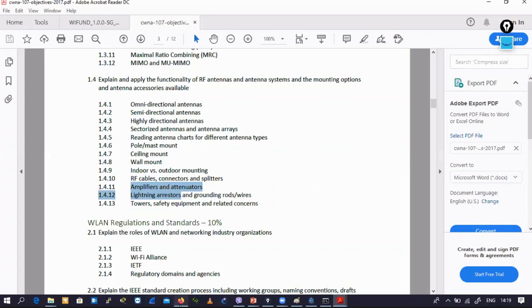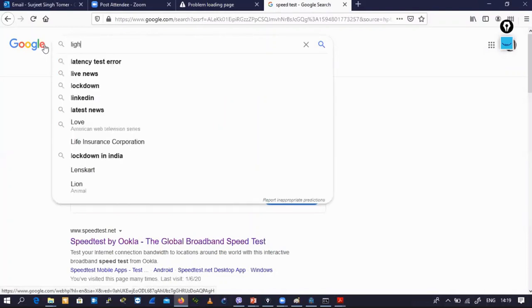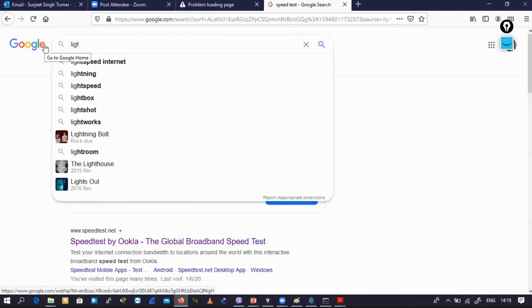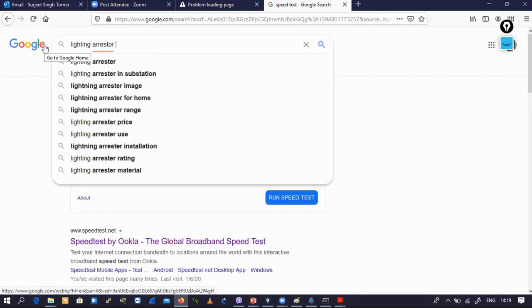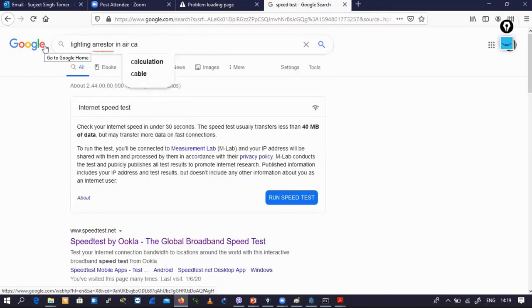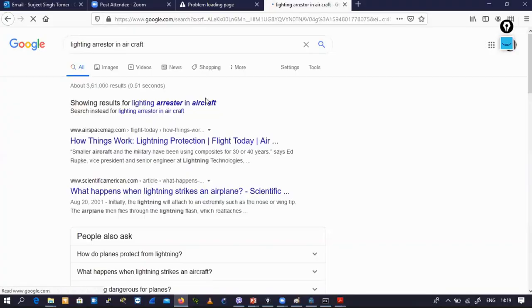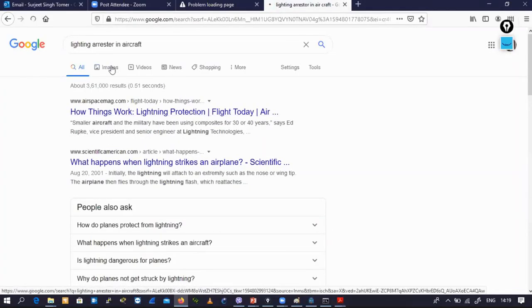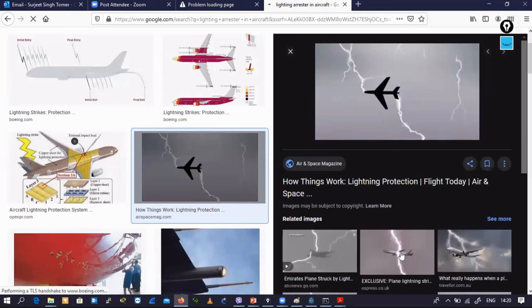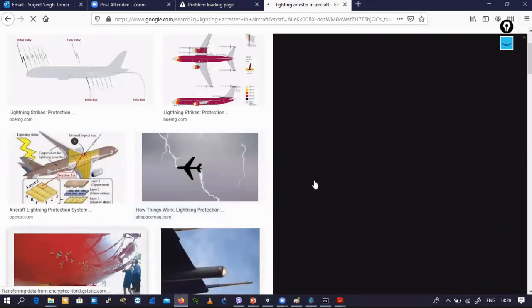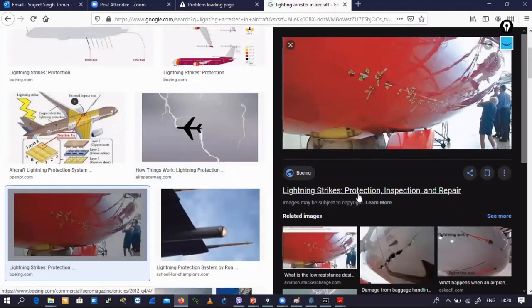If you want to see, I will show you. You have to type lightning arrestor aircraft. So lightning arrestor is also in aircraft. If you see the images, you can see this thunder strike everywhere because we fly. This is a lightning arrestor. So everyone is installing lightning arrestors in aircraft. Lightning strike protection, inspection and repair. Right. So same here.